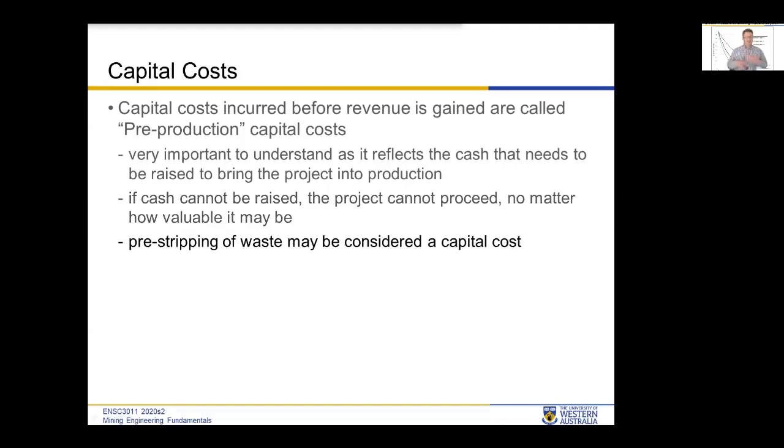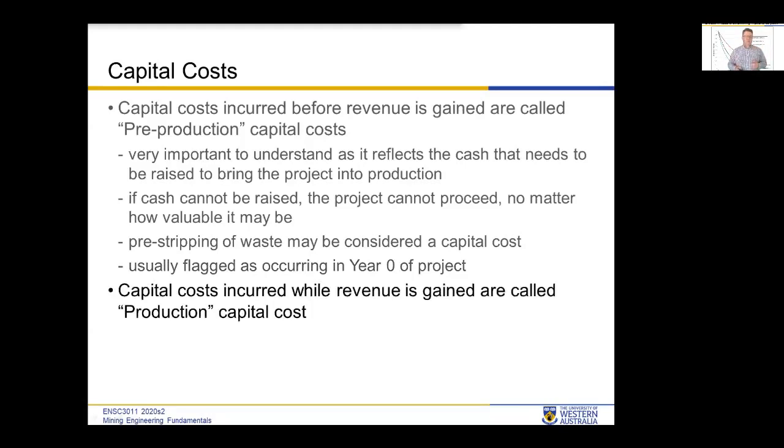Pre-stripping of waste. Usually the ore will not be on the surface. You'll need to remove some waste. There might be 10 metres, might be 100 metres. And sometimes that's called a pre-production capital cost. And we usually flag these sorts of costs as occurring in year 0 of a project.